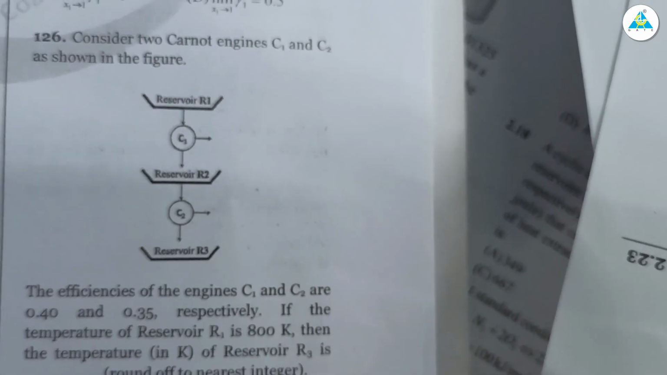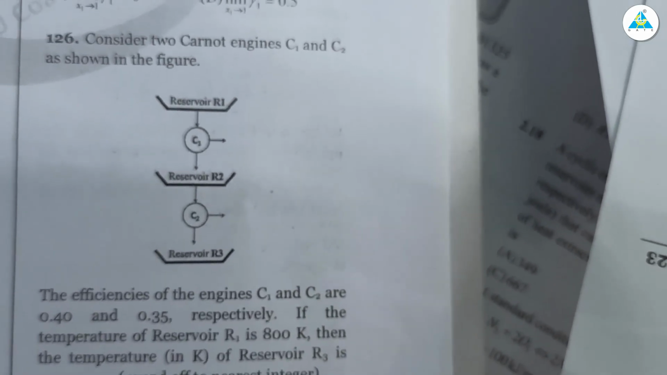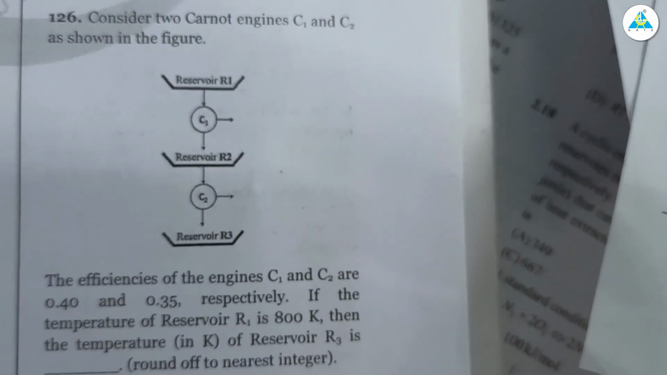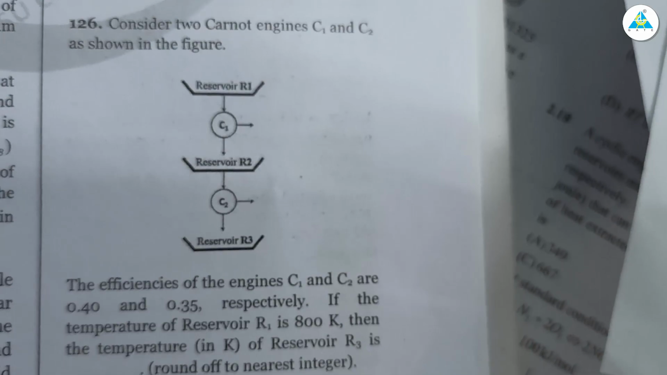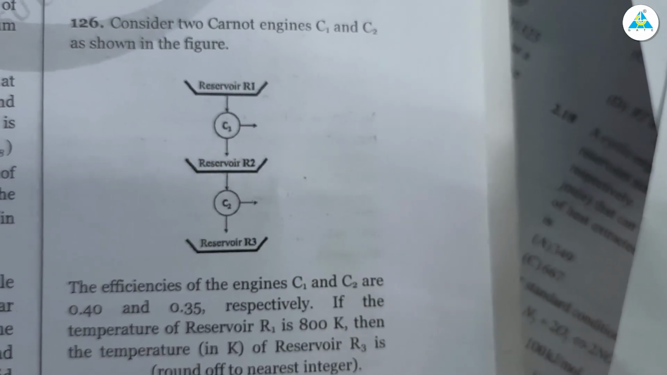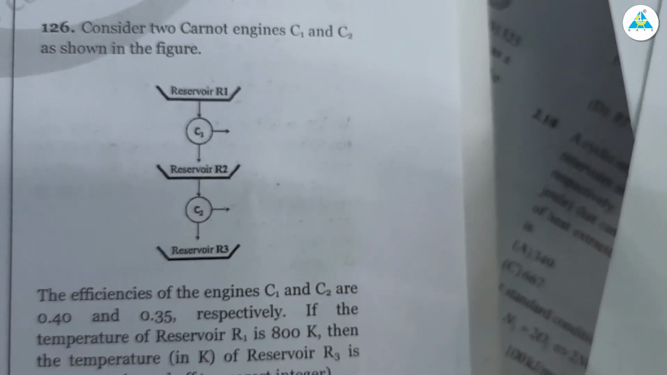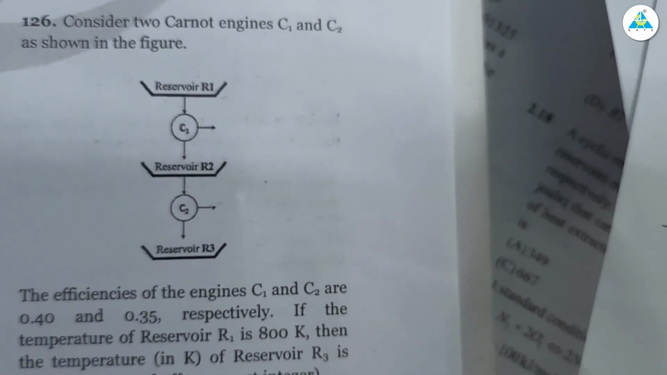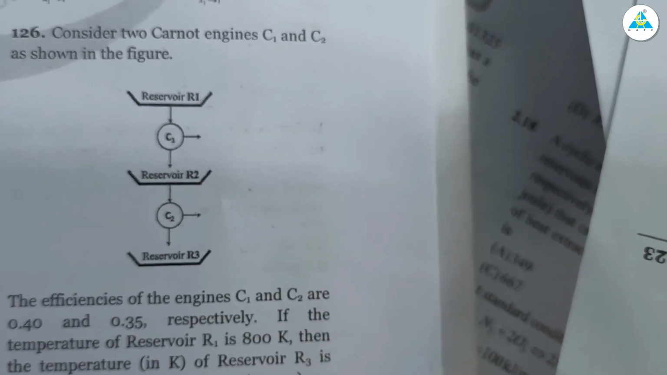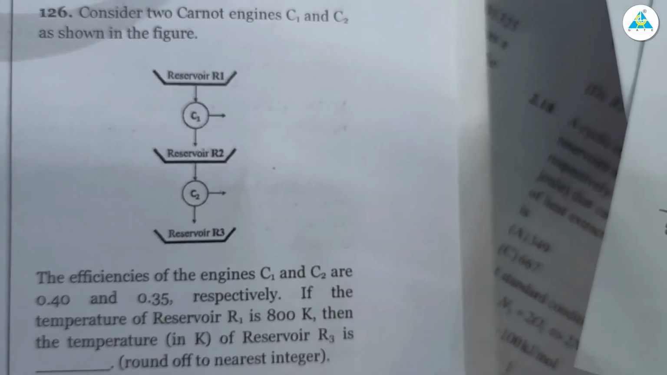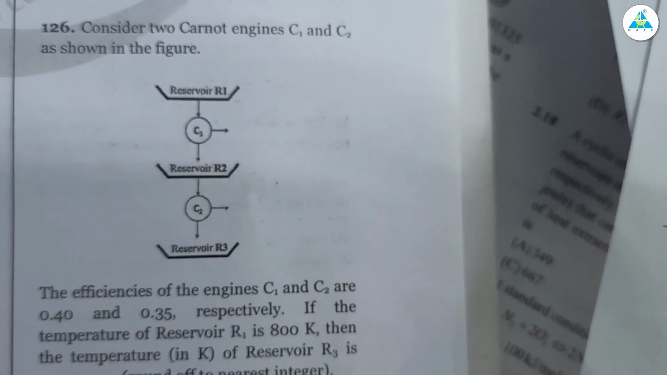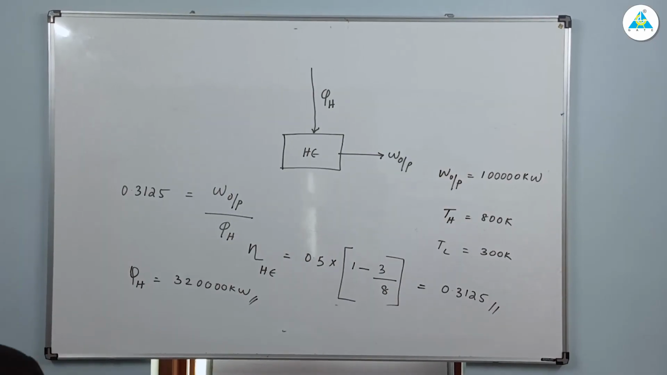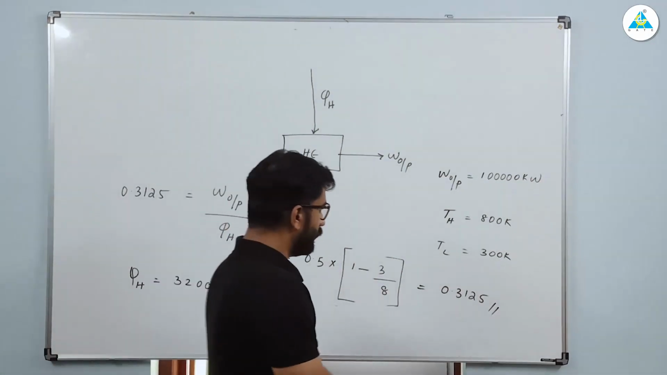So read the question. Consider two Carnot engines C1 and C2 shown in the figure. Reservoir R1, C1, reservoir R2, C2, R3. Right, efficiencies of these engines C1 and C2 are given as 0.40 and 0.35 respectively. If the temperature of reservoir R1 is 800, then the temperature of reservoir R3 is. Clear? So solve this and come for tomorrow. Then we will be discussing this question. Clear? Solve this particular question and we'll see in the next class.